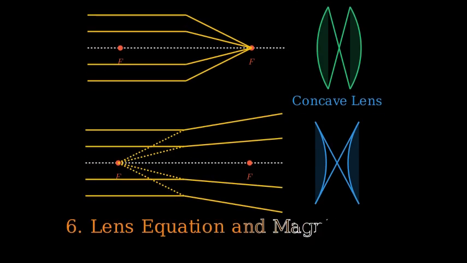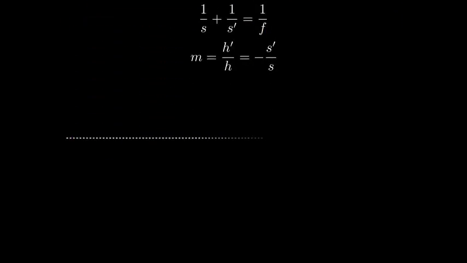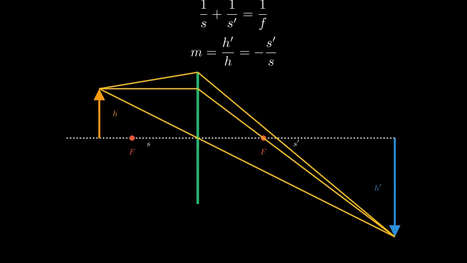Let's discuss the lens equation, which relates the image distance s prime, the object distance s, and the focal length f. The lens equation is given by 1 over s plus 1 over s prime equals 1 over f. We can also define the magnification of the lens, which is the ratio of the image height to the object height, and equals negative s prime over s.